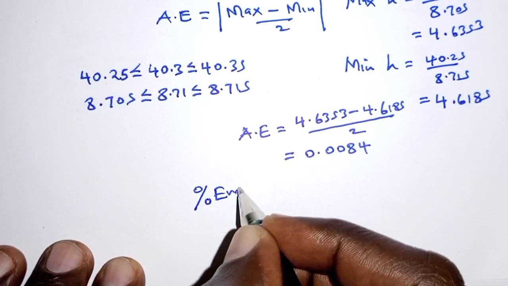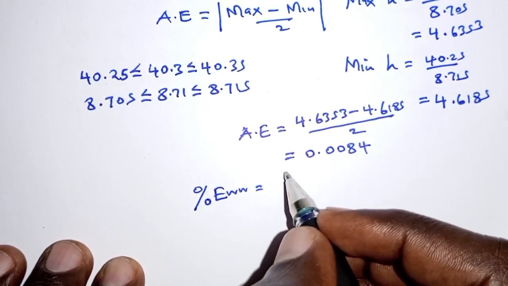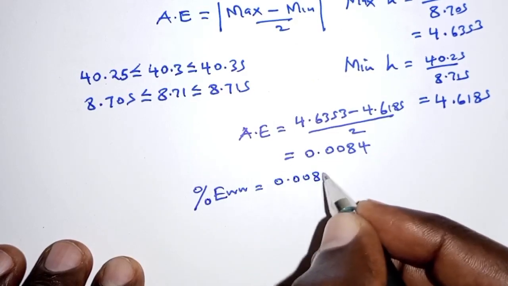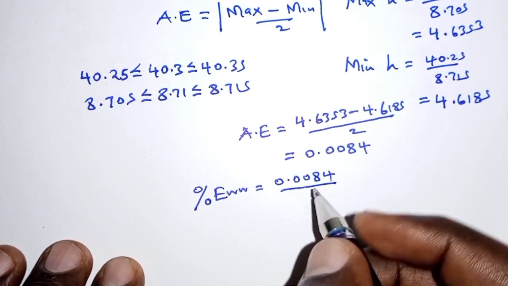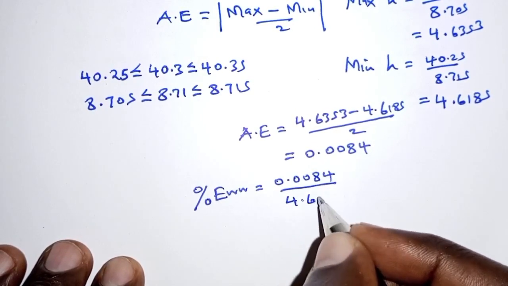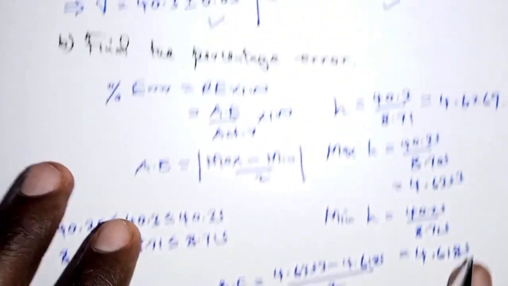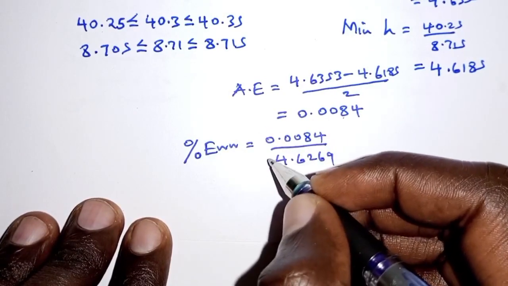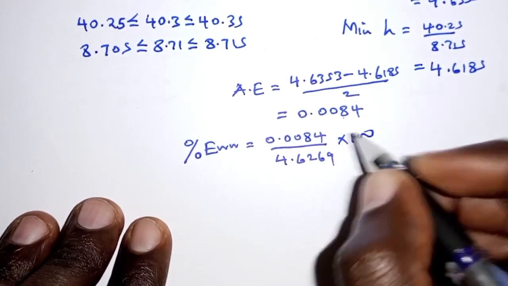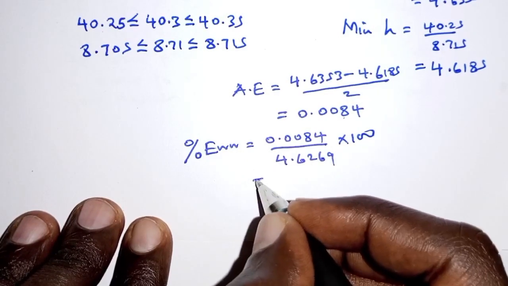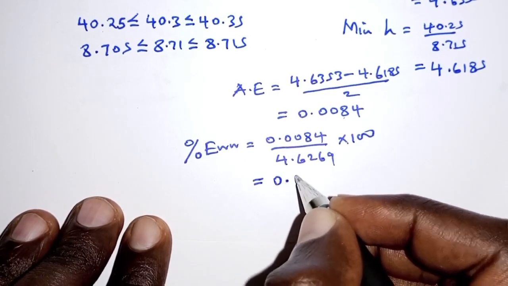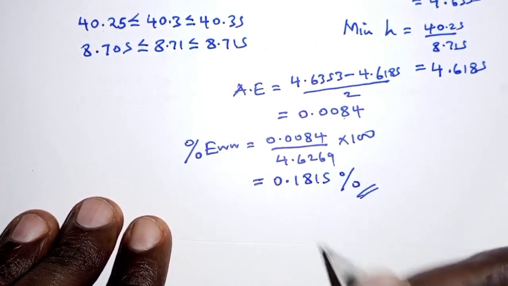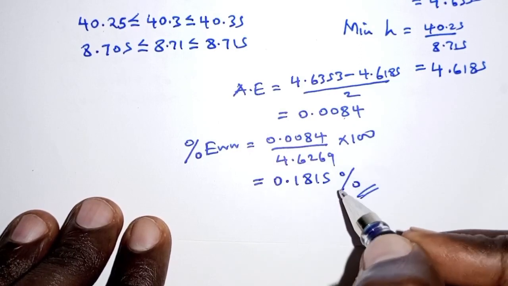So from here we can determine the percentage error. Percentage error is equal to absolute error over the actual value. So absolute error is 0.0084, and the actual value of H we had gotten as 4.6269. We had worked it out here. Now this should give us the relative error, and then we multiply that by 100 so that we get the percentage error, and that should be 0.1815%. So that is the percentage error in the calculation of the height H.